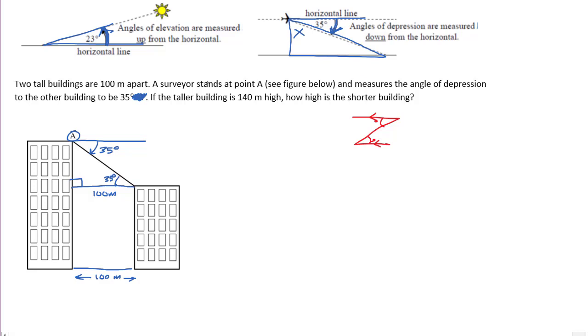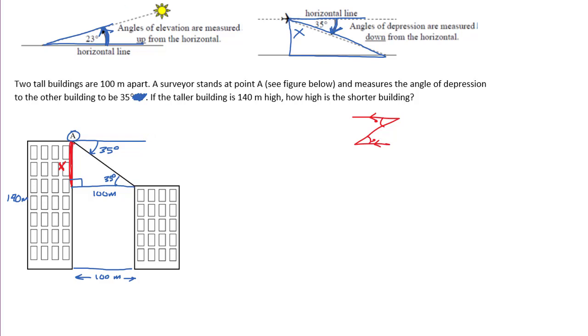Let's see what else they're giving us here. The taller building is 140 meters. How high is the shorter building? So why don't we solve for this, which I'm going to label with an X, and then we can subtract that from the height of the taller building to find the height of the smaller building. So we're looking for that right there.